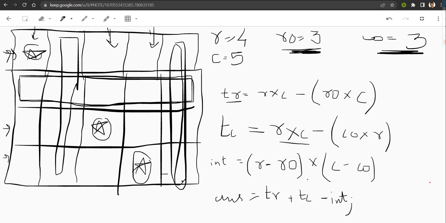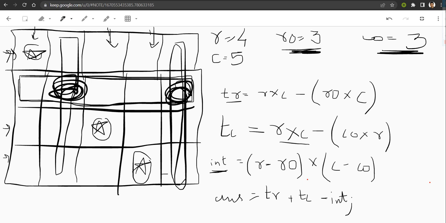But one thing you are noticing, that this particular cell and this particular cell, we have considered two times, isn't it? So we have to subtract it once. For subtracting it, we are going to find the intersection, which I am representing by int. And how are we going to find the intersection? If we multiply the number of rows by the number of columns, then we are going to get the intersection point, isn't it? Logically think, if we multiply the number of rows by the number of columns, then we'll get the intersection point.